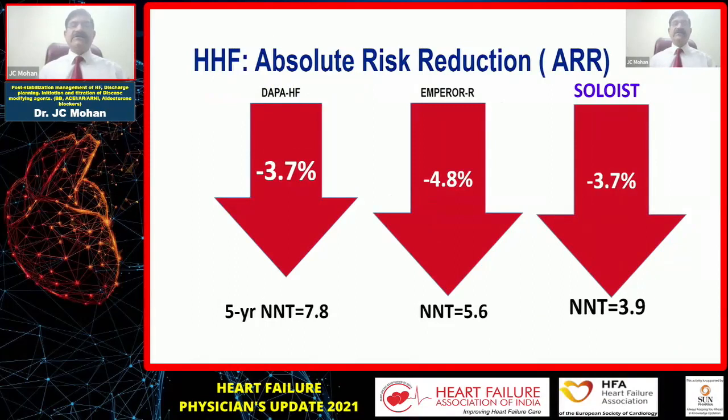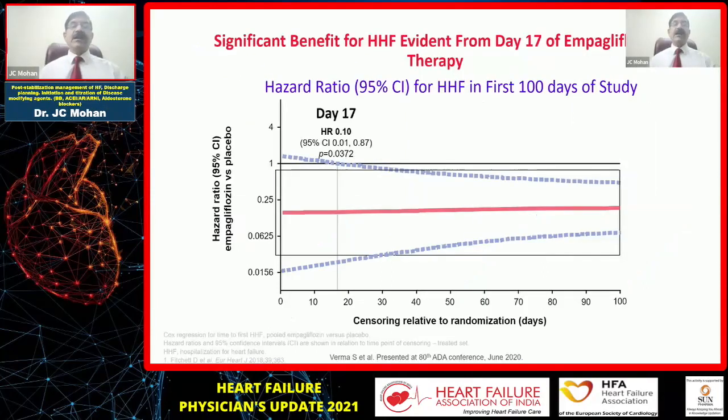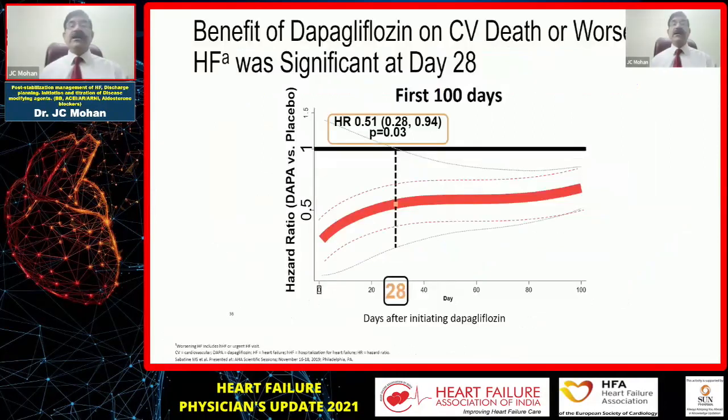Not that the other drugs are not effective. The other drugs are equally effective, but those trials are of less sick patients. The benefit of the SGLT inhibitors comes much earlier. The data from EMPEROR-Reduced says that significant benefit comes within 17 days, and data from the DAPA-HF study says that significant benefit comes within 28 days. So within a few days and weeks, you can see remarkable positive benefit of SGLT inhibitors in patients who have been stabilized with heart failure.